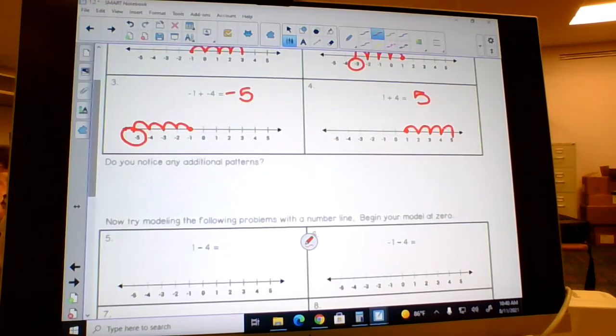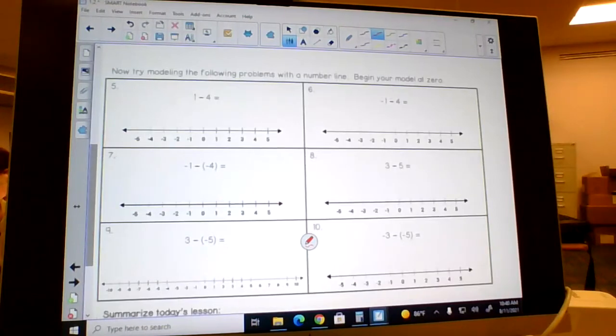Alright, so we're going to move on to number 5. And this is a little bit of subtracting here. That's kind of what we were talking about. When we subtract, we move to the left. But if I subtract a negative, that's 2 negatives, which makes it positive. So number 5: 1 minus 4. What number am I going to start at? 1, and I'm going to subtract 4. When I subtract 4, which way do I go? To the left. 1, 2, 3, 4, and that puts me at negative 3.